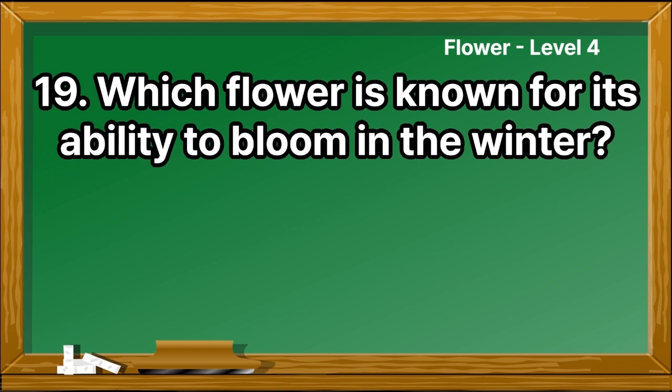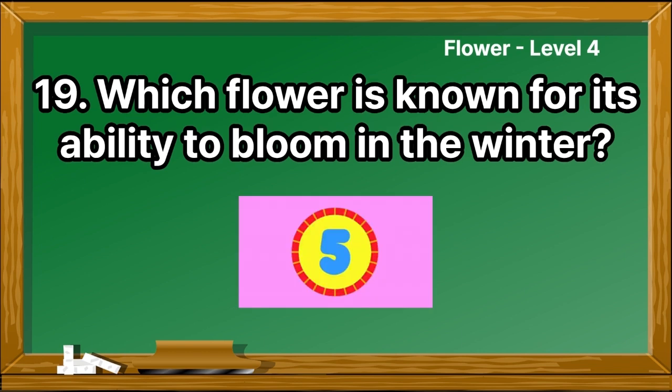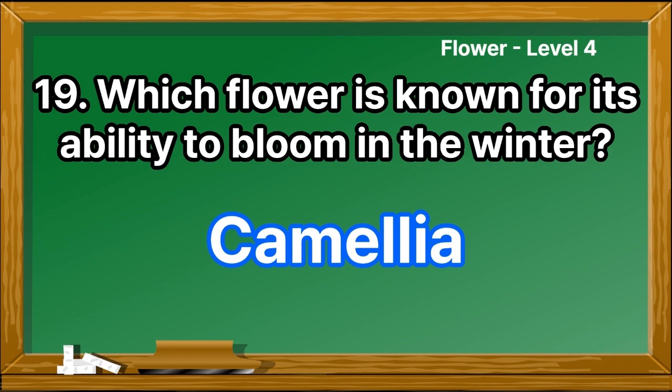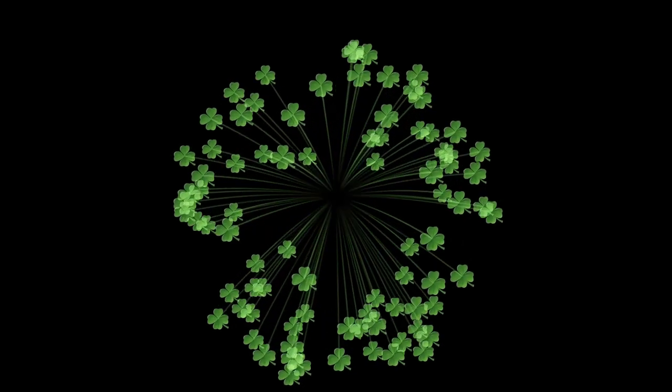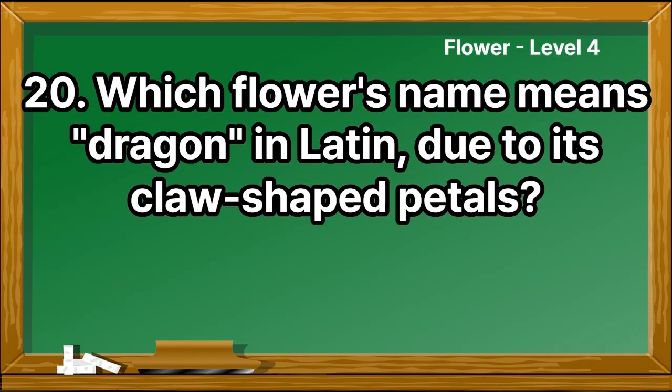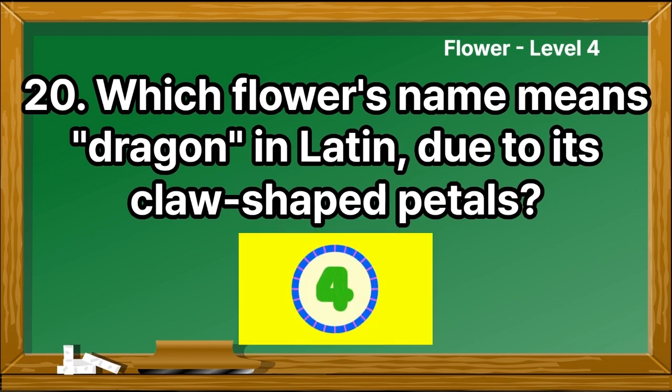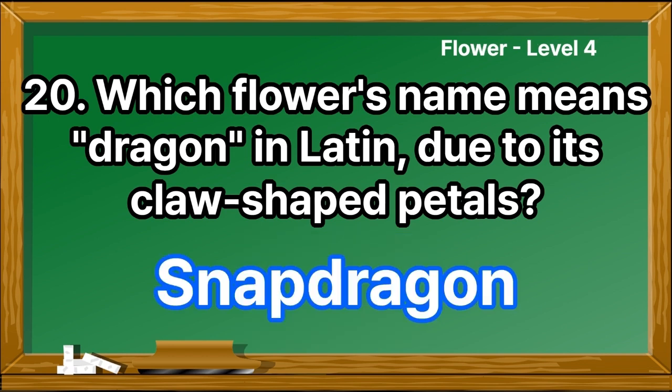Which flower is known for its ability to bloom in the winter? Camellia. Which flower's name means dragon in Latin, due to its claw-shaped petals? Snapdragon.